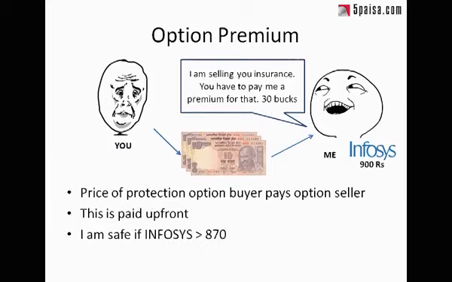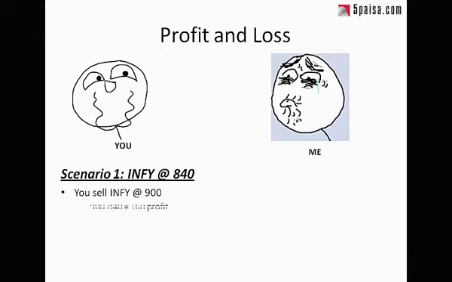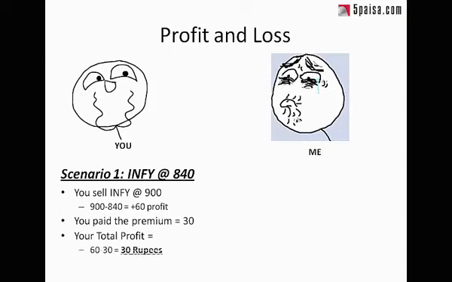Now let us look at the profit and loss scenarios for the buyer and the seller. In scenario 1, Infi tanked to 840. You get to sell Infi at 900 to me, which means you make 900 minus 840 is equal to 60 rupees on that transaction. But you paid a premium of 30 already in the beginning. So your total profit is only 30 rupees.